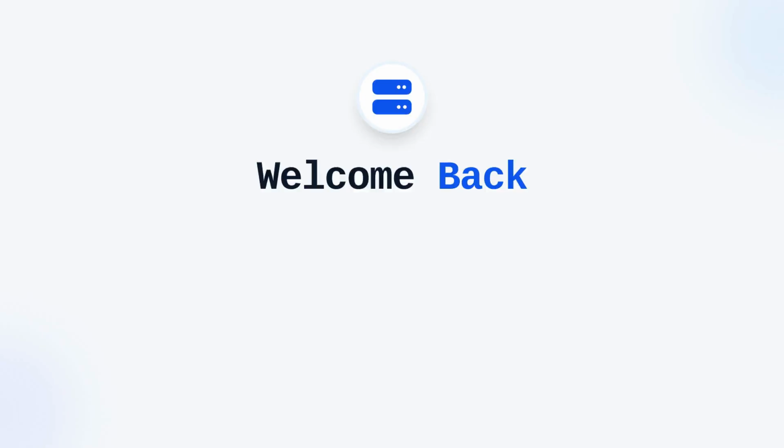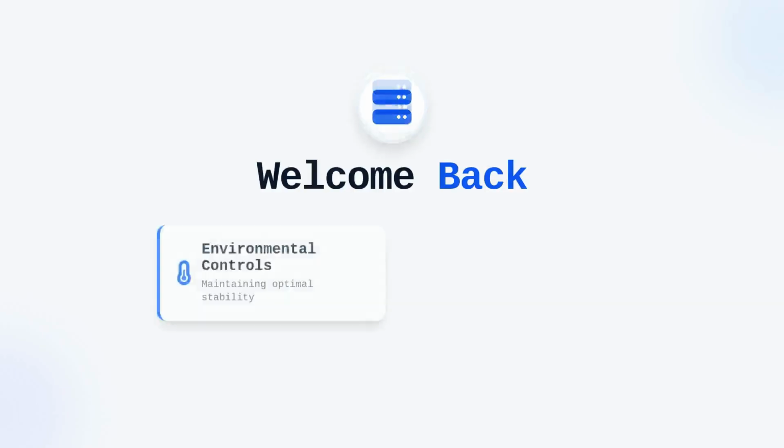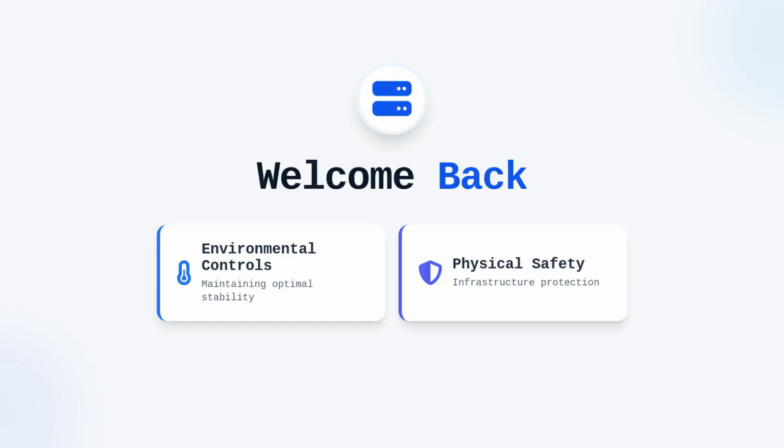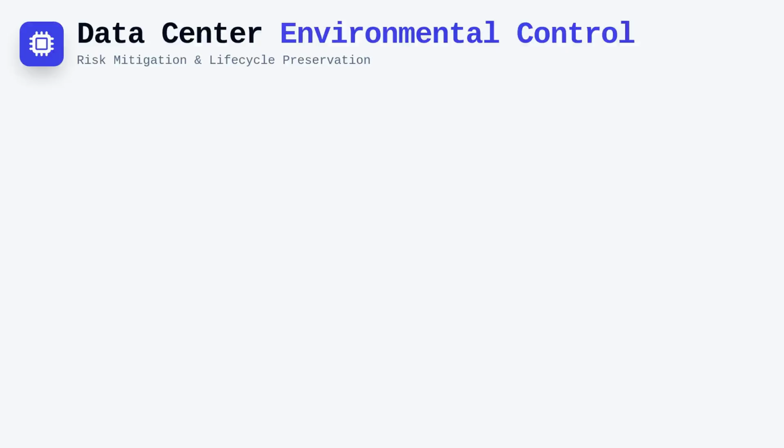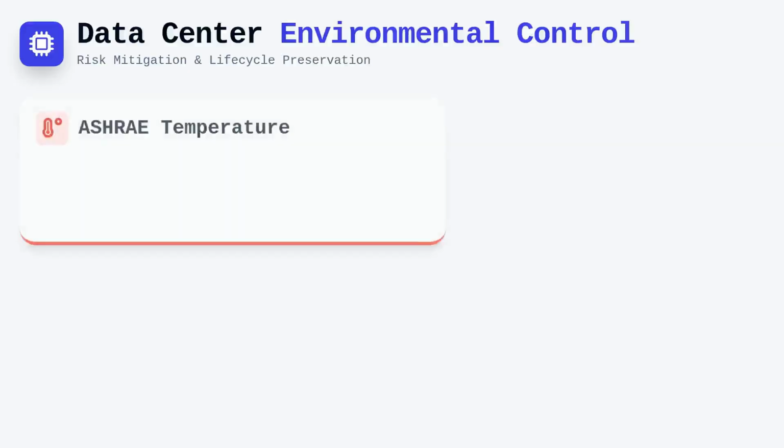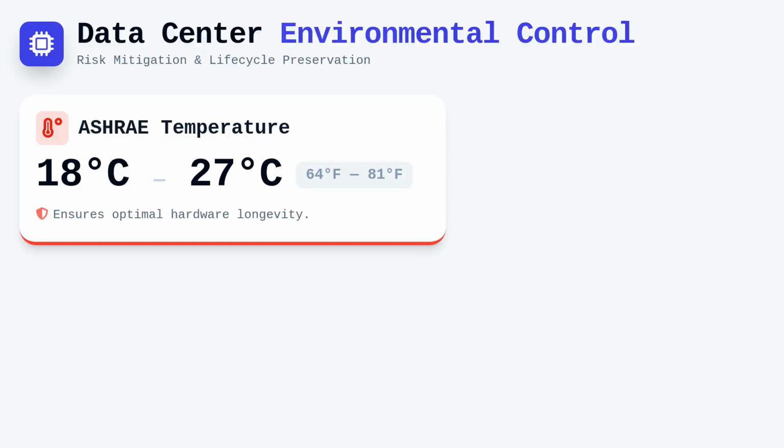Welcome back. In this chapter, we explore the critical domain of environmental controls and the physical safety measures required to maintain long-term server infrastructure stability. Managing the physical environment of a data center is fundamentally an exercise in risk mitigation and lifecycle preservation. The ASHRAE guidelines provide the industry benchmark for operating environments, typically recommending a temperature range between 18 and 27 degrees Celsius or 64 to 81 degrees Fahrenheit to ensure optimal hardware longevity.